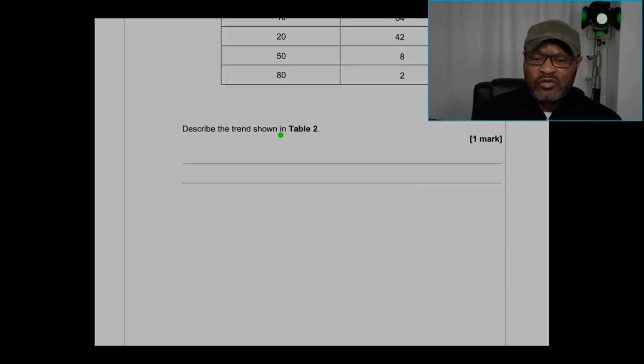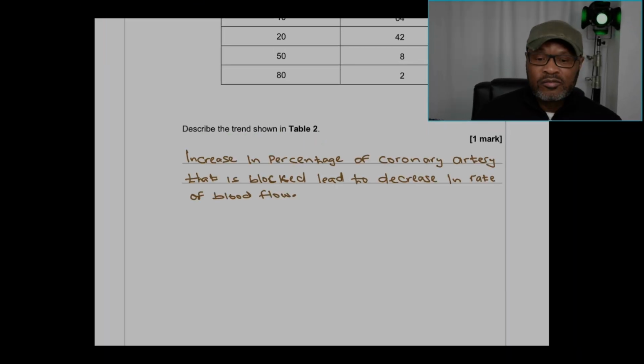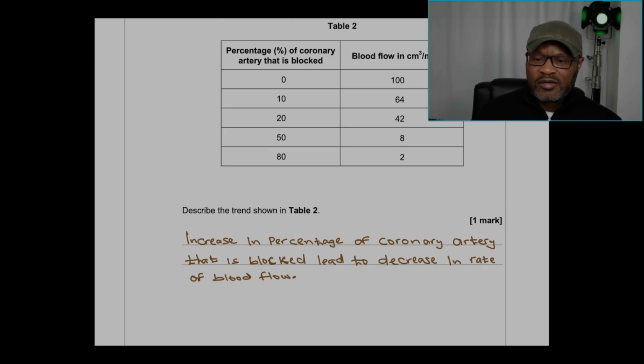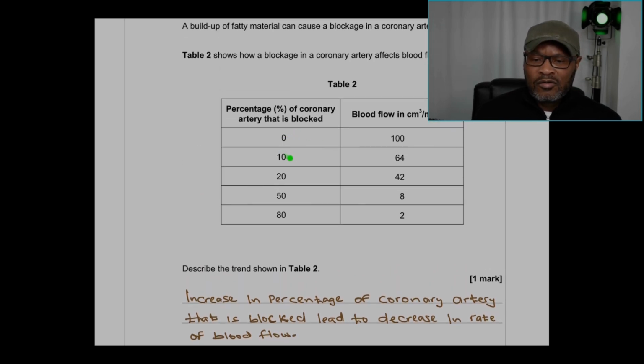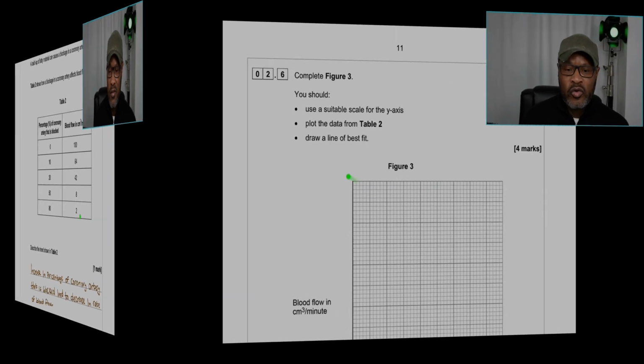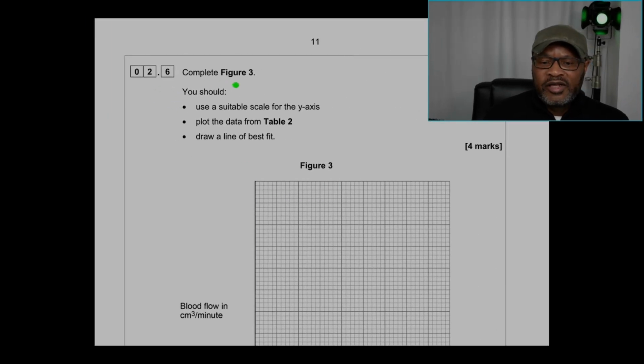Describe the trend shown in table 2. For table 2, an increase in the percentage of coronary artery that is blocked led to a decrease in the rate of blood flow. That's what we see there, because you can see as the coronary artery blockage increases, the blood flow rate is decreasing.